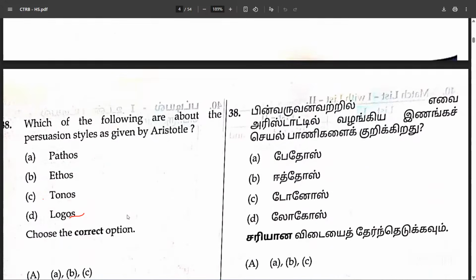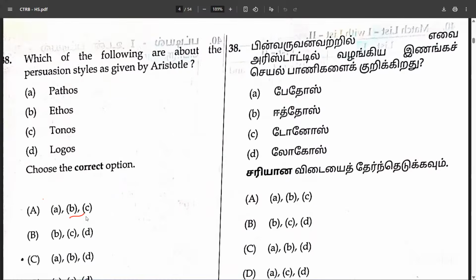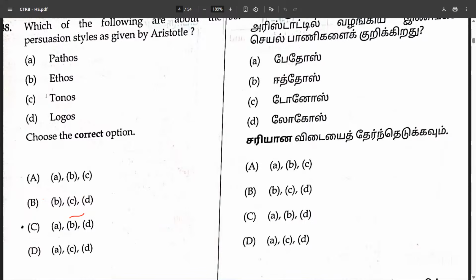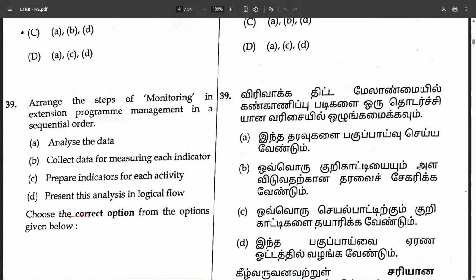Then there is the 38th question, which is asking which of the following are about the persuasion style of Aristotle. When we are talking about Aristotle's theory, we know there are three basic elements, that is pathos, ethos, and logos. So simply we'll eliminate tonos, that is option C, and we'll get our correct answer. That will be A, B, D. So here code C will be the correct answer. We'll simply eliminate tonos.